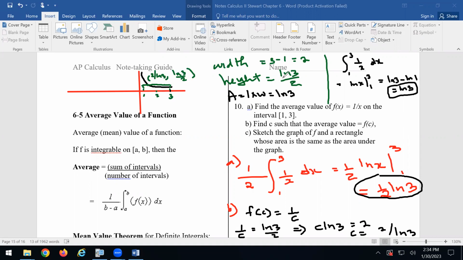Sketch a rectangle where the area is ln 3. So you could have one where the width is ln 3 and the height is just 1. That would force it to give you that area of ln 3. All right, so that's what we have for that problem.